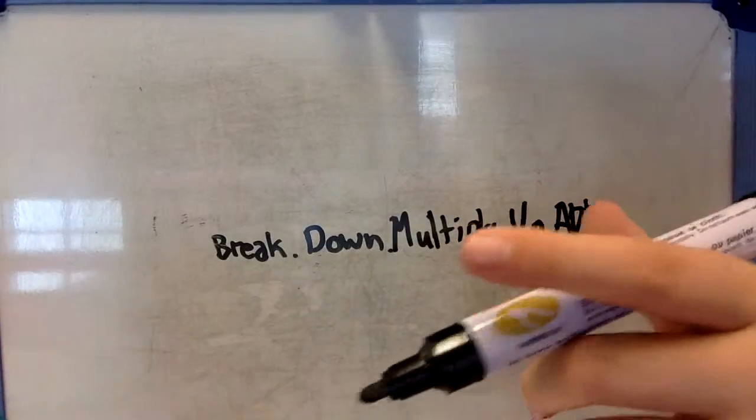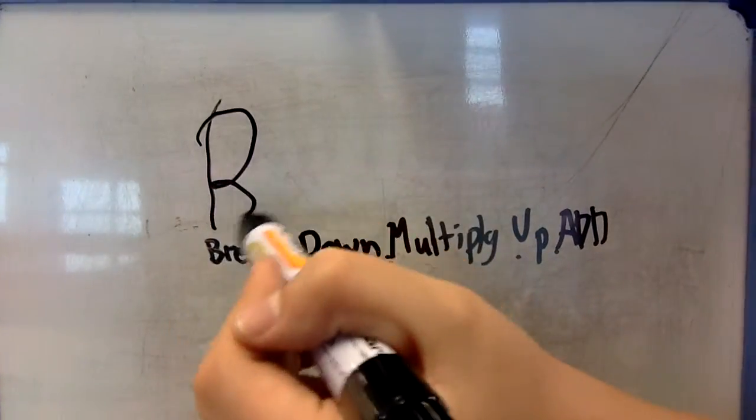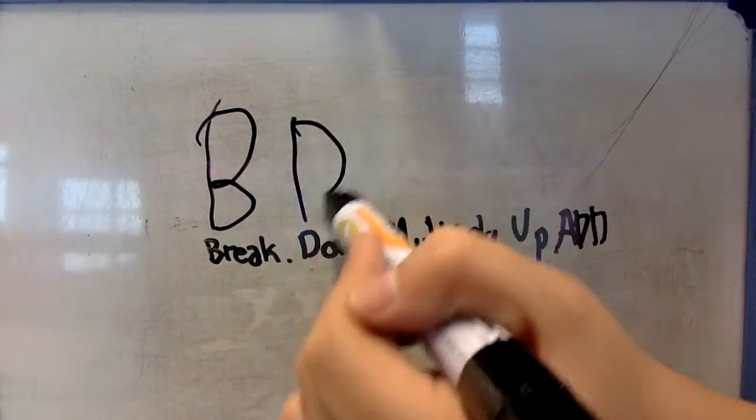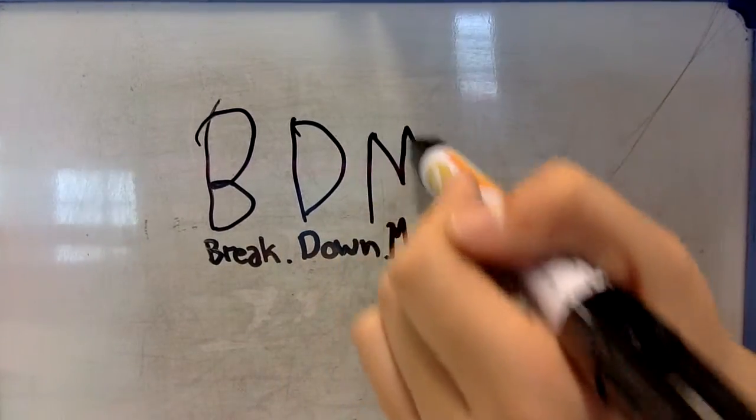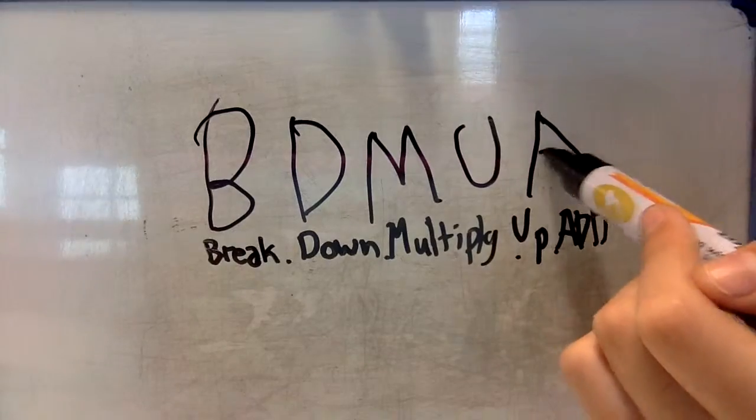We're going to be telling you about the B.D.M.U.A strategy. We are doing this because we're venturing into new ways to multiply. So first, you will have to know what the B.D.M.U.A stands for. As you can see, break down, multiply, up, and add.